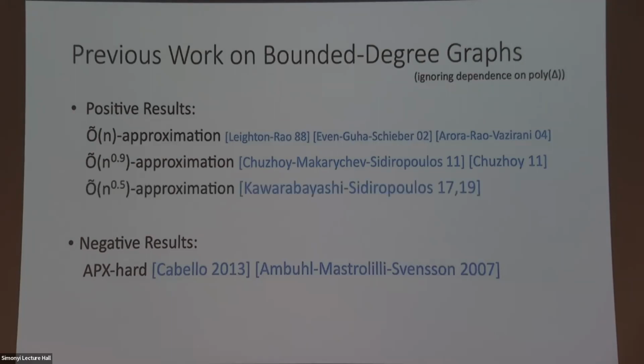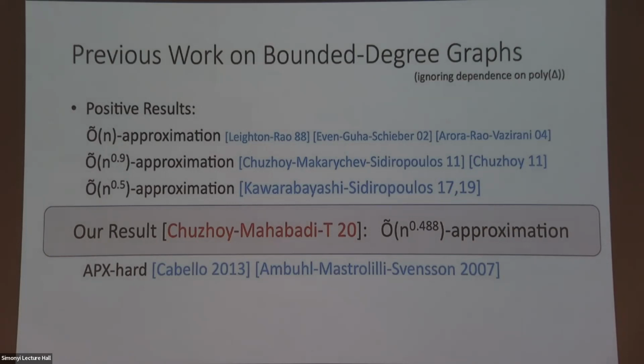And more recently, by a sequence of two other breakthrough papers by Chuzhoy and Chekuri, they improved this further to square root of n approximation. Okay, and the latest one is just from 2019. Okay, and today I'm going to present two results on this.